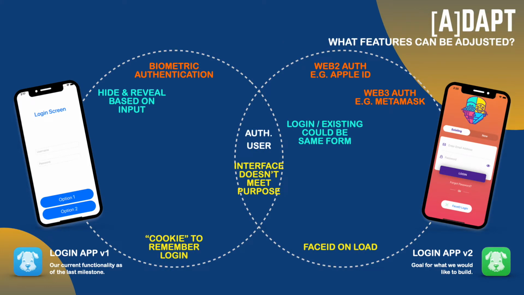After we've combined some of the features, we can look at what could be adapted, what features could be adjusted within our app. So for example, we could look at the cookies to remember if the user is logged in. So we don't want to authenticate a user every time they launch the app, so we could have some sort of cookies to remember or some sort of data point which we can check on. We could also have Face ID on load. So as soon as you boot up the app, it could authenticate the user based on their ID.